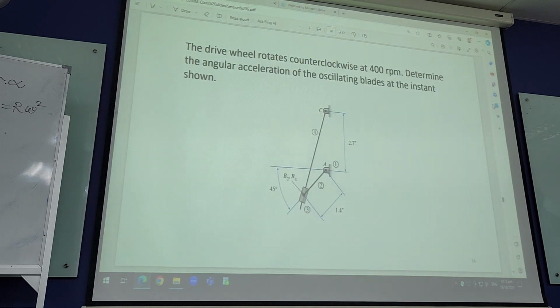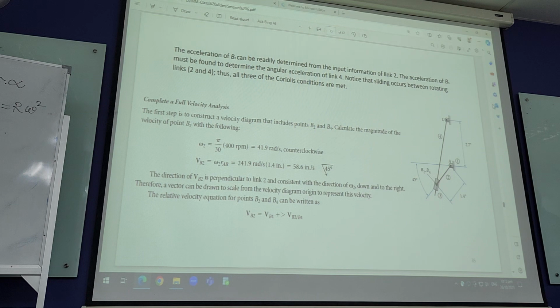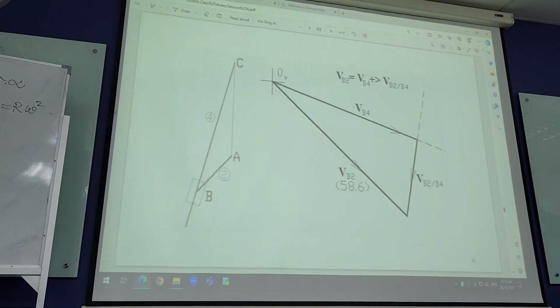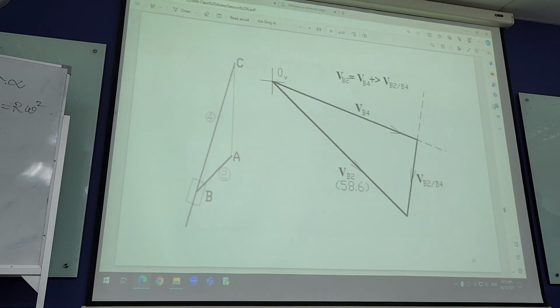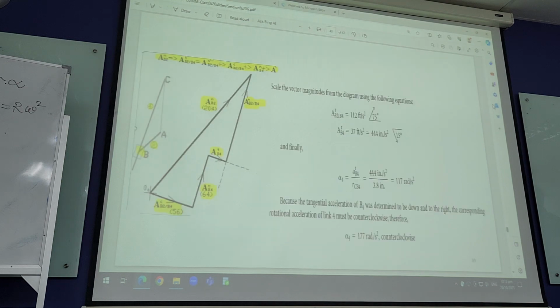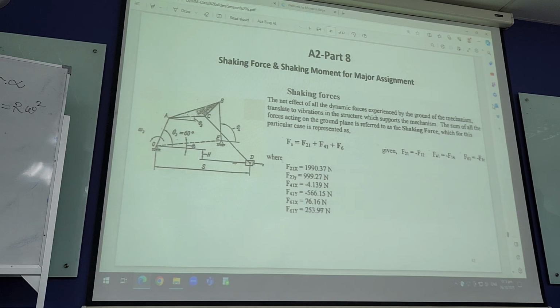This is again a 4-bar linkage mechanism. These come with a bit of explanation, and this is basically an example of Coriolis acceleration. You can just go through this. Then this is about your assignment.